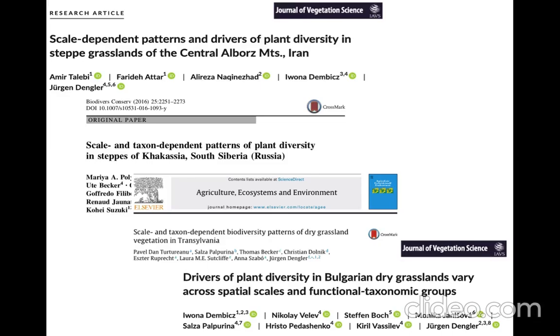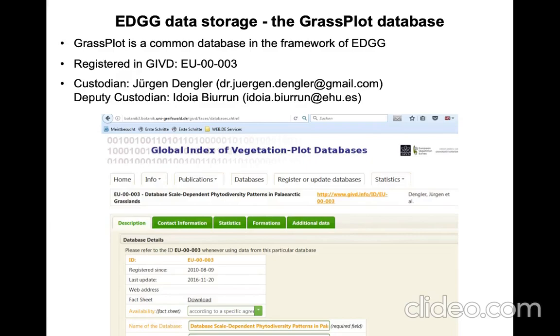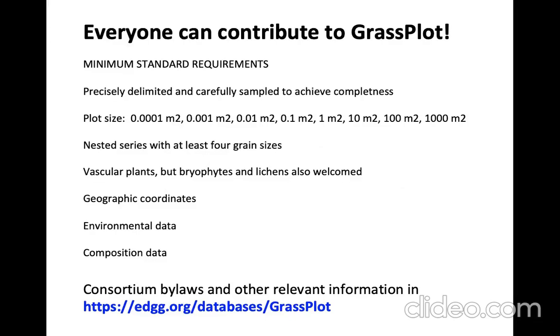The EDGG activities contributed to provide a significant baseline for overarching synthesis about the Palearctic natural and semi-natural grasslands, because all the data collected are stored in GrassPlot. That is the EDGG associated database of multi-scale vegetation plot data of Palearctic grasslands and other open habitats. It's important to know that everyone can contribute to GrassPlot. It is enough to have data collected on precisely delimited surface areas on at least 4 grain sizes. You can find the GrassPlot bylaws and all other relevant information at the link reported here below.